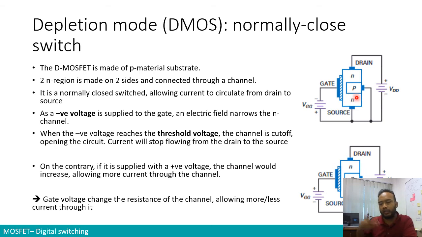And on the contrary, if you supply a positive voltage, what's going to happen is that you increase the width of the channel as your voltage increases. So what we can conclude is that the gate voltage that we are supplying to the gate will change the resistance of the channel, right? So the more we supply positive voltage, the larger the channel will be. The more we supply negative voltage, the smaller the channel will be.